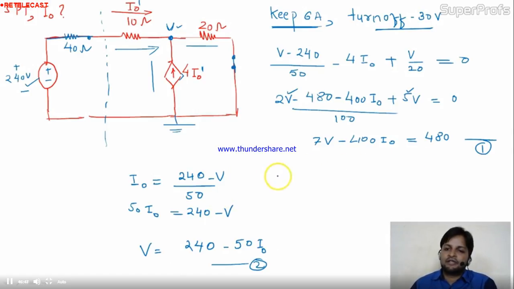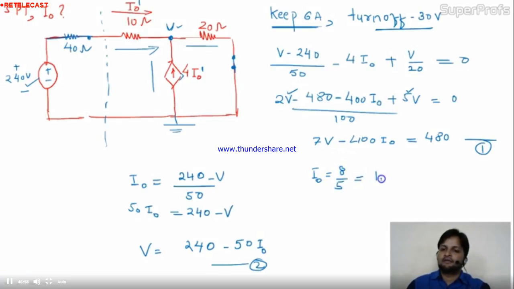So you can easily find the values of the unknowns or variables, right? If you solve these two equations, I need only I naught. So I naught is 8 by 5, or 1.6 ampere. This is not your final answer. This is the answer because of one source only, because of the 6 ampere source only. This is I naught dash, take it as A.